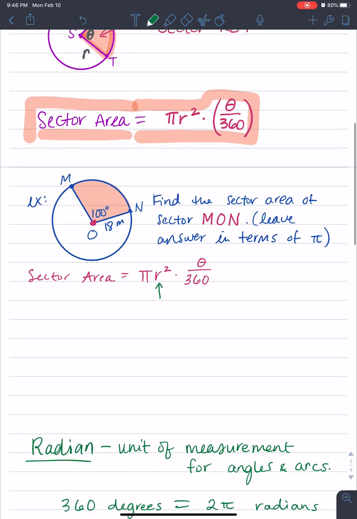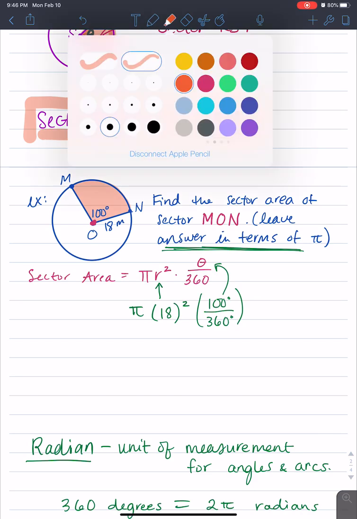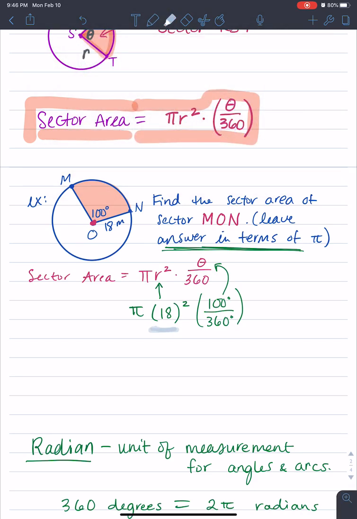Okay. Moving on. We're going to plug in the R, which is 18 squared. Also, we want to plug in the theta here. Theta is the angle, so that's going to be 100 degrees out of 360. Don't forget your pi, okay? But since I want to leave my answer in terms of pi, I don't type the pi in the calculator, right guys? You're only going to type this 18 squared and then the 100 over 360. You can actually type that entirely as one into the calculator.